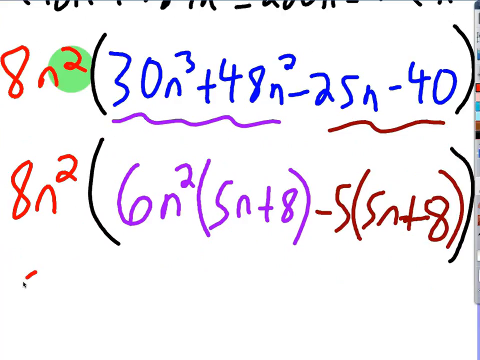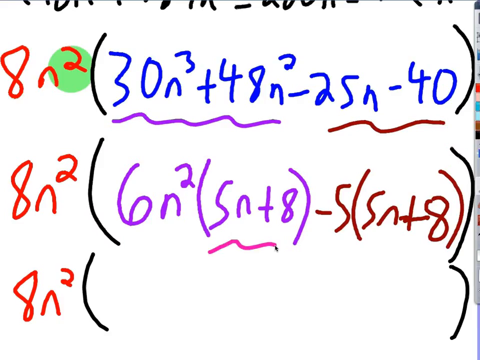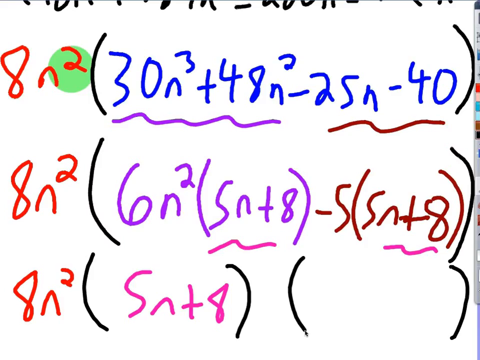Okay, final step is to make what's in the parentheses one of your factors, so the 5n plus 8. And then the leftovers, 6n squared minus 5, is your other factor. And that's it. So always pull a GCF if you can. I'm going to look through here and tell you which ones have GCFs.